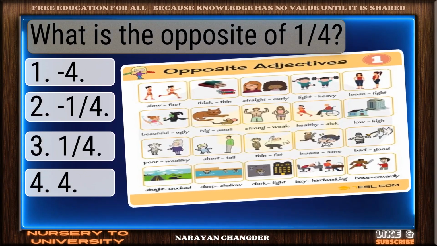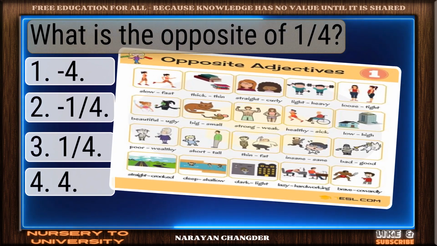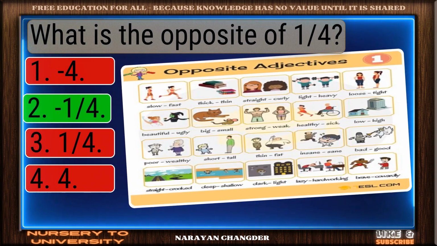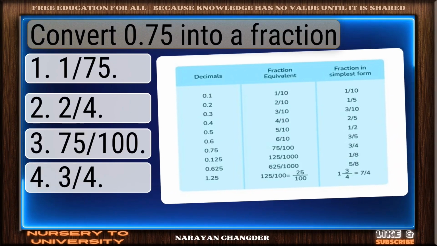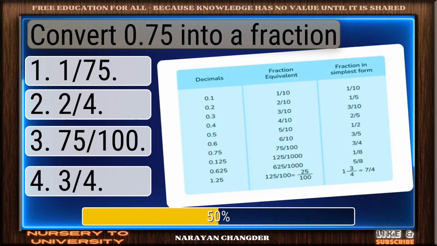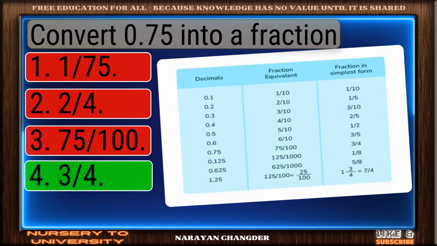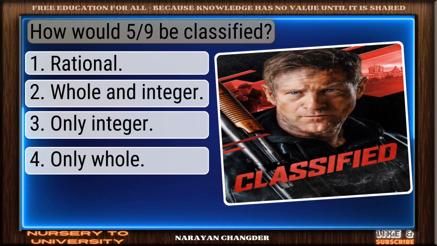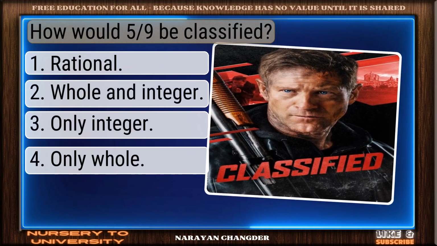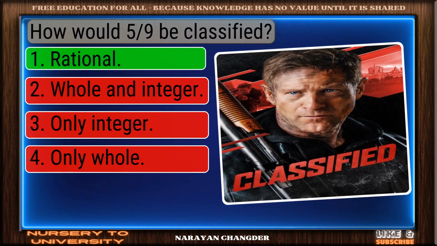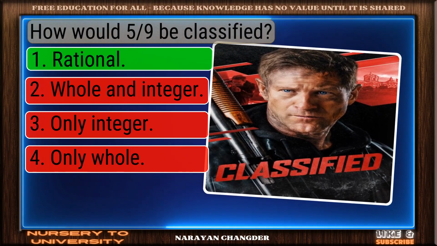Question number 140. What is the opposite of 1K4? You're right. 1P4 is the correct answer. Question number 141. Convert 0.75 into a fraction. Strong choice. 3pi4 is the right answer. Question number 142. How would 5 or 9 be classified? Correct response. Rational is the most accurate answer.